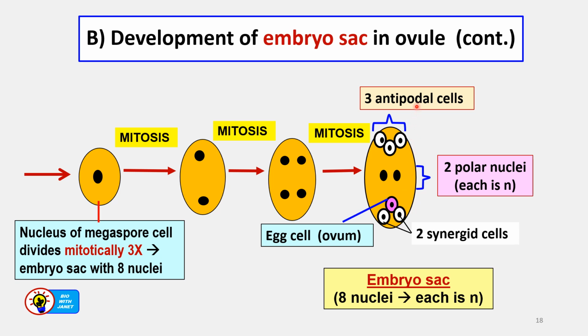Now we do not need to know the function of the antipodal cells or the synergid cells, but we must know that the egg cell or ovum and the 2 polar nuclei are involved in a fertilization process called the double fertilization for flowering plants. And this big cell here is called an embryo sac. It's a matured embryo sac with 8 nuclei. So there's no embryo formed yet, because no fertilization has occurred. But in the future, it may have an embryo inside. So it's called the embryo sac even before fertilization. So remember, the embryo sac is a big cell with some cells inside, including the egg cell, and it also has 2 polar nuclei.